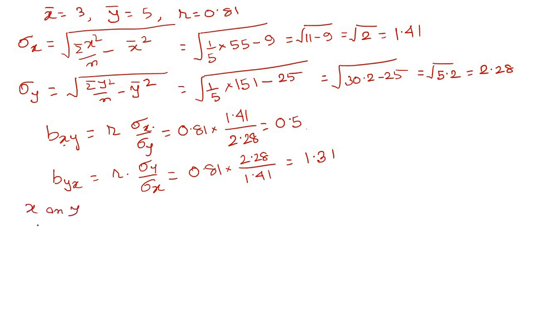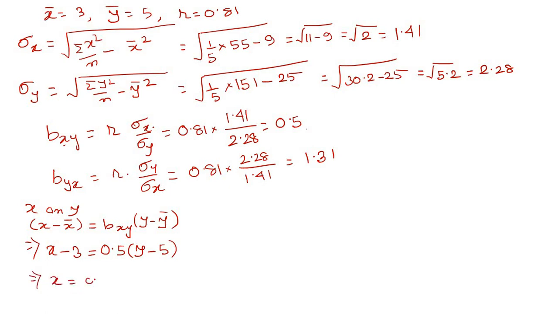Now we are in a position to get the first equation, that is x on y. X on y is x minus x bar equal to bxy into y minus y bar. So x minus x bar is 3, bxy is 0.5, and then y minus 5. Now when you simplify this, ultimately you will get x equal to 0.5 y plus 0.5. So this is the x on y equation.